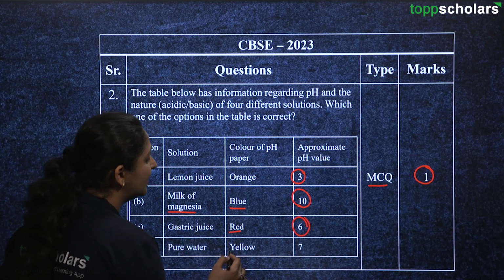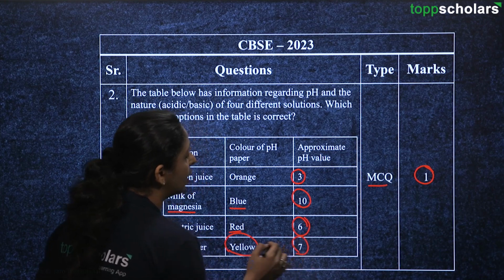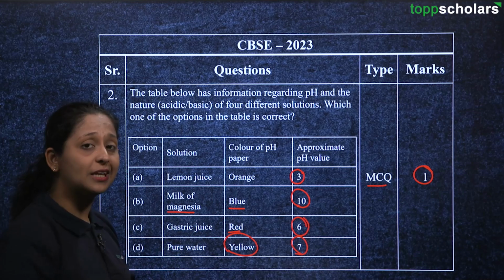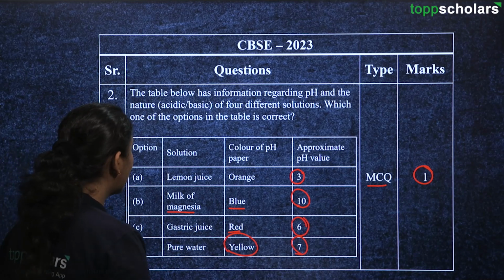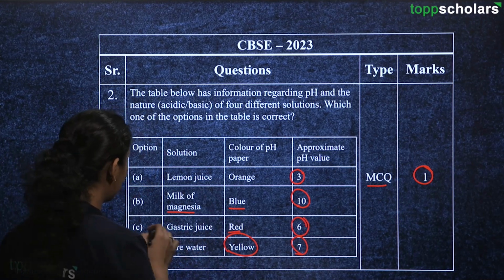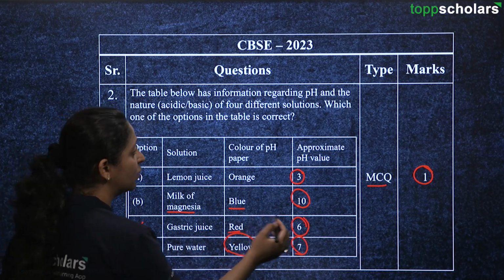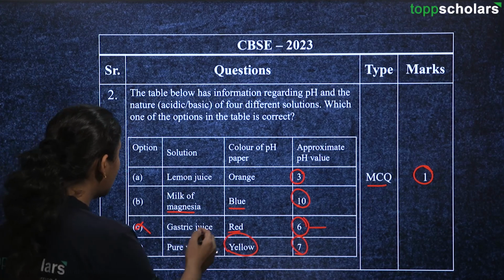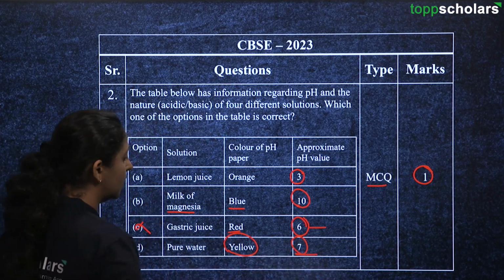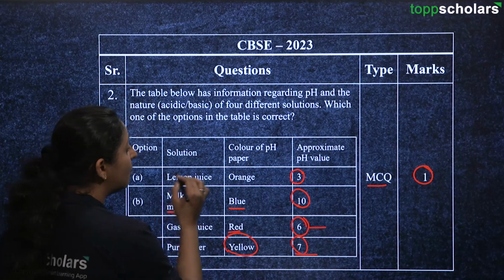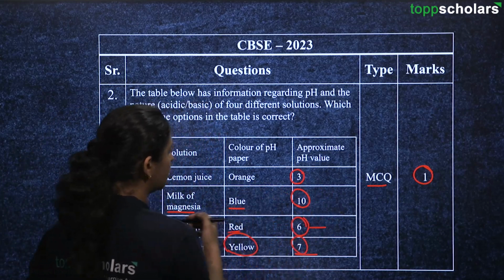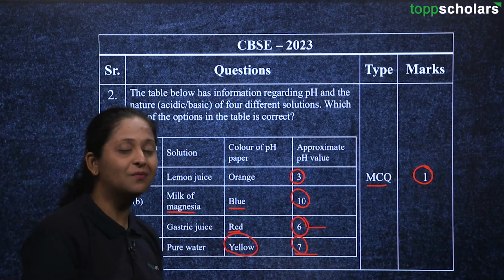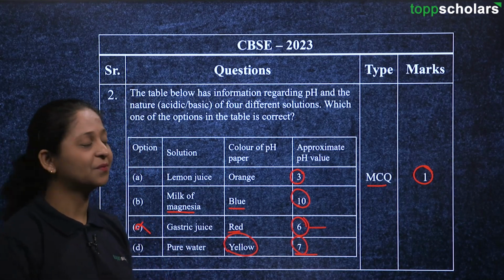Pure water is yellow, right, and gives a pH of 7. So you have to determine which of the following options in the table are correctly given. If you try to eliminate options, this one will be completely wrong because gastric juices do not have pH 6. They will have a lower pH, right? Pure water can give you a neutral pH. Lemon juice can give you an acidic pH, right? So depending upon what color change you observe on the pH paper, you have to mark the correct option.